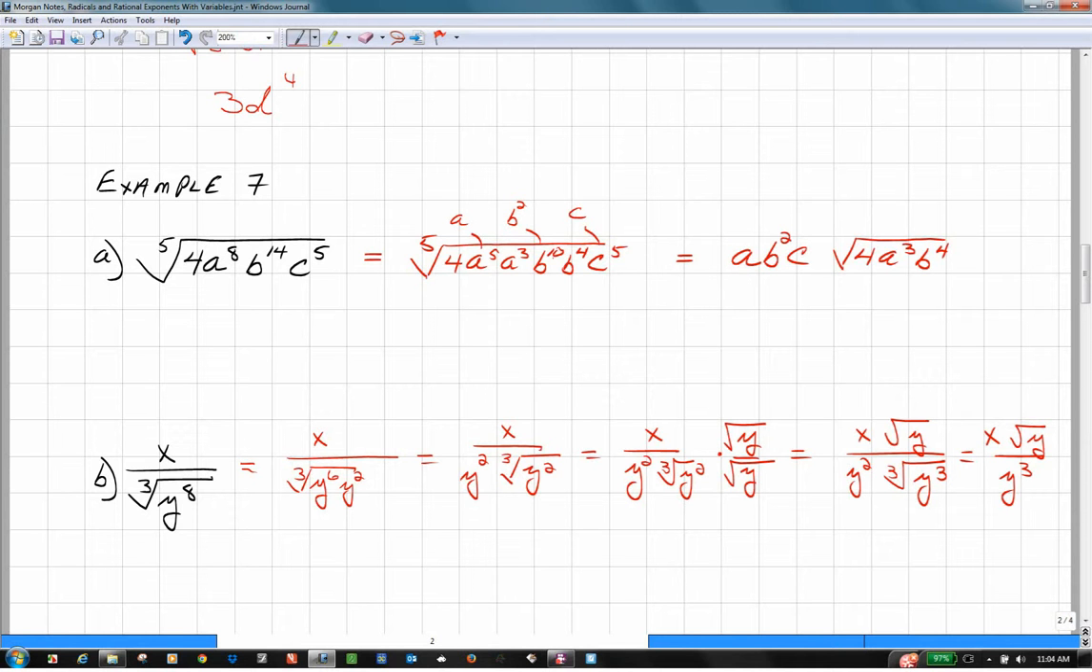And the last letter, c to the 5th power, will come out. That would be c to the 5th, and it will come out as a c because 5 divided by 5 would be the power on the c. So it comes completely out.